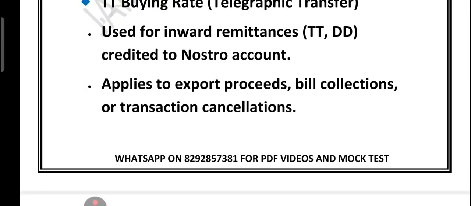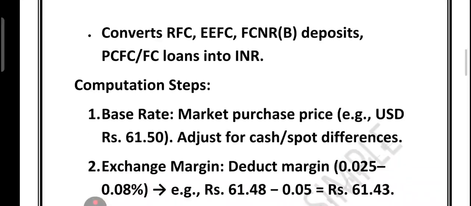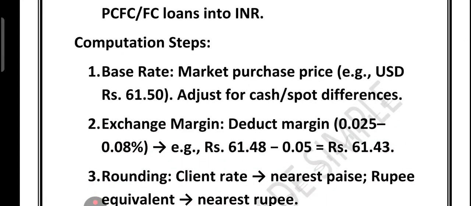It is commonly applied in some cases. Let me tell you some cases, like export proceeds, right? Bill collection is there, or suppose refund is there, cancellation is there. So in these cases, TT buying rate will apply. It also converts foreign deposit or loan into Indian rupees. Now the question is how to compute this TT buying rate. Very simple. First of all, we take the base rate, which is the market purchase price of the currency.